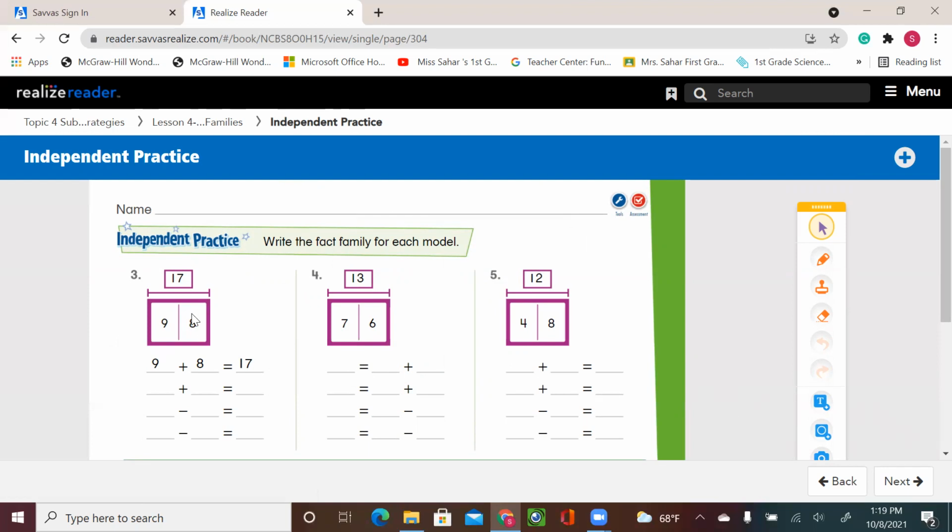What if I start with the 8, the second part first, and then I add the first part? You think my sum will change? No, we agree that you can put your addends for addition in a different order, and you still get the same answer or the same sum. So 8 plus 9 equals 17. So let's put this down.